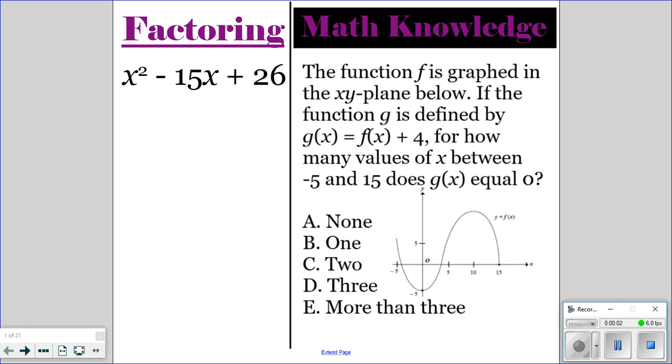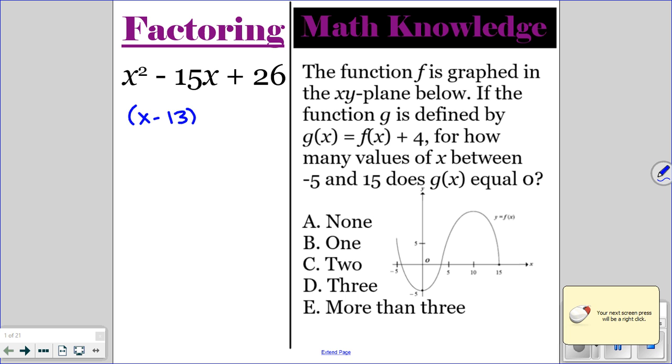Alright, so y'all go ahead and do the factoring and the math knowledge question for today. Pause the video, and then once everyone is finished, you can unpause the video and I'll go over the correct answers. So for the factoring, you should have x minus 13 times x minus 2.